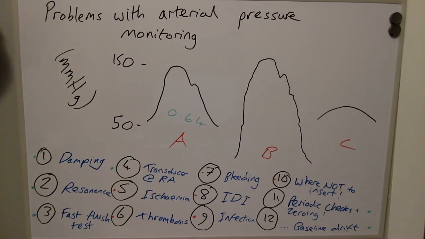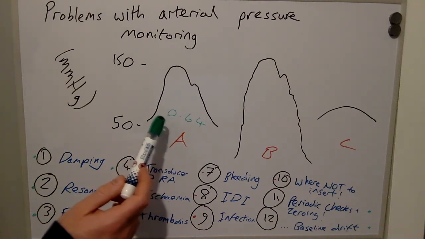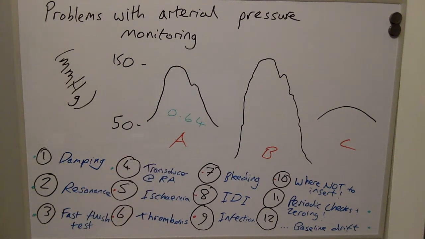So moving on to the fast flush test. We can use a fast flush test to determine the optimum damping of the system. When we perform a fast flush test with a driving pressure of 300 millimeters of mercury, we have a square waveform which will be displayed on the monitor, followed by oscillations. In an optimally damped system, as we say here, we'll have a square waveform followed by 2 or 3 oscillations before settling back to 0.